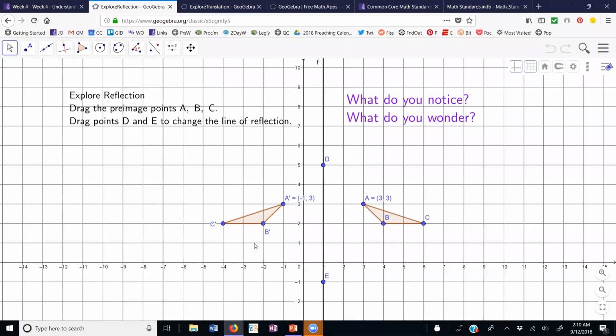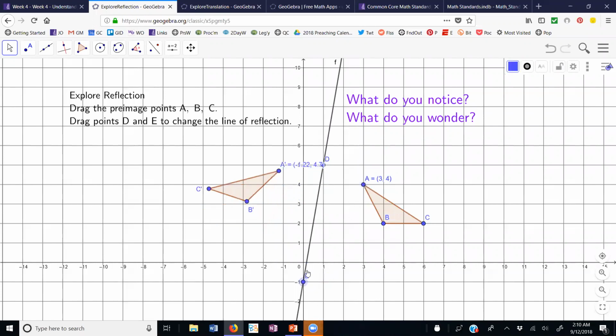Now we're looking at the Explore Reflection app. You can manipulate the original points here if you like. You can also manipulate the line of reflection. So I'm going to put the line of reflection right on the y-axis here.